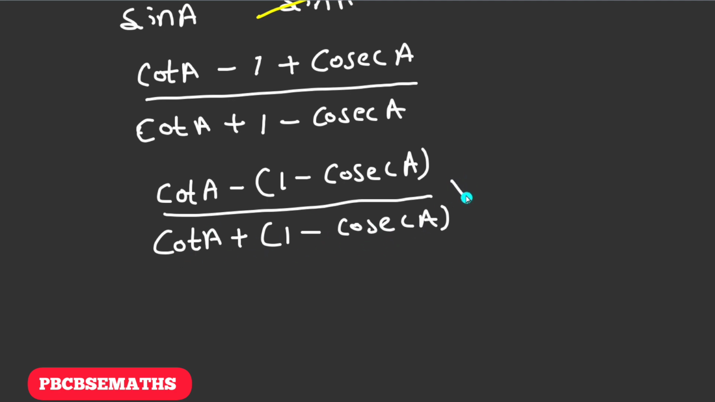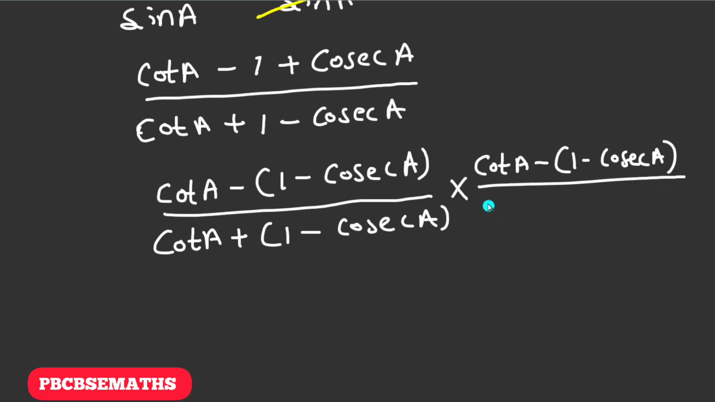Now let's multiply and divide this expression by cot A minus (1 minus cosec A). So I am going to multiply and divide this numerator part. Then we have cot A minus of (1 minus cosec A) whole divided by cot A minus of (1 minus cosec A).